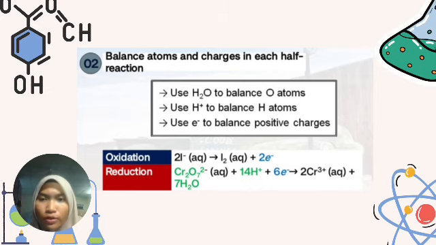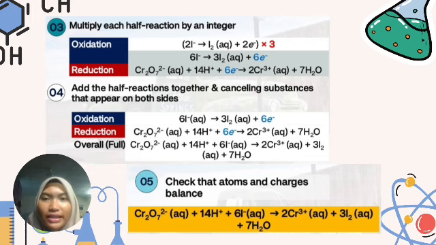So now, step 2, balance atoms and charges in each half reaction. In this step, atoms and charges in each half reaction were balanced. Water or H2O was added to balance oxygen atoms. Hydrogen ions, H plus, were used to balance hydrogen atoms, and electrons were added to balance the charge. So step 3, multiply each half reaction by an integer. The oxidation half reaction was multiplied by 3 to equalize the numbers of electrons in both half reactions so that the electrons can be cancelled.